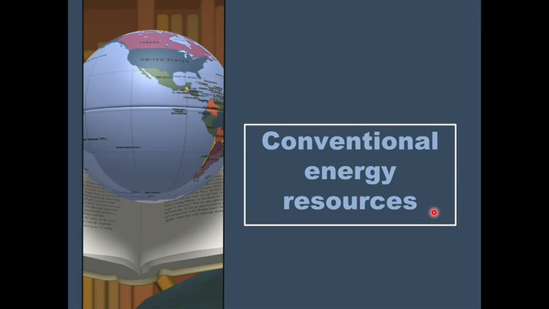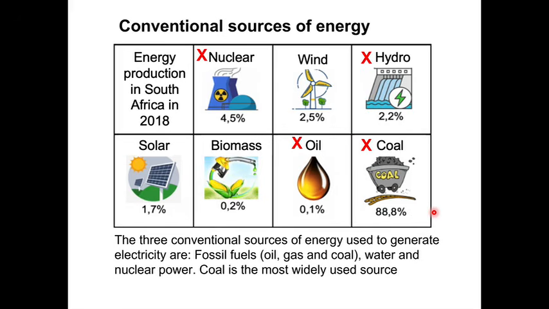Okay, right. I want to move on to conventional energy resources. We're going to energy now. Now have a look at this. You must know that you have two, your conventional and your non-conventional energy resources. The three conventional sources of energy used to generate electricity are fossil fuels, water, and nuclear power. Now they can give you such a diagram and say you must identify them, and that's easy. There's nuclear, there's hydro, there's fuels, there's coal, and there's oil. So now we know what conventional sources of energy are.